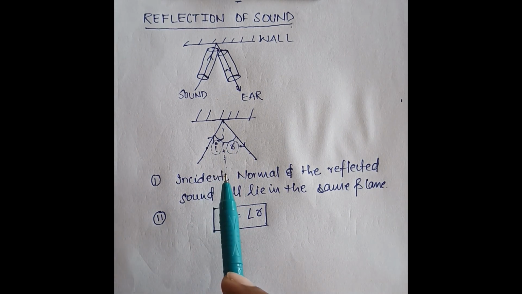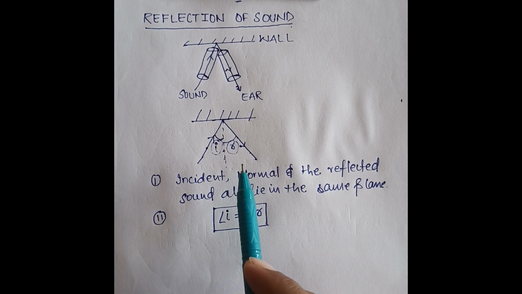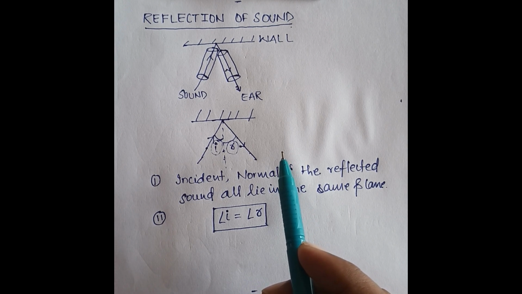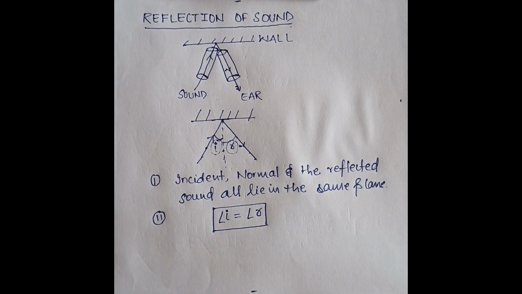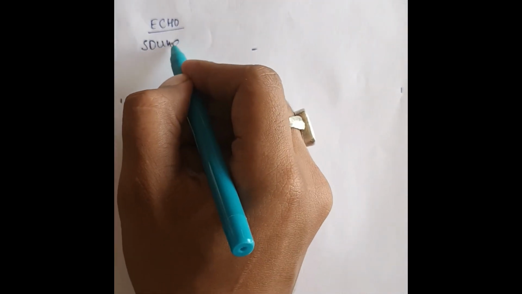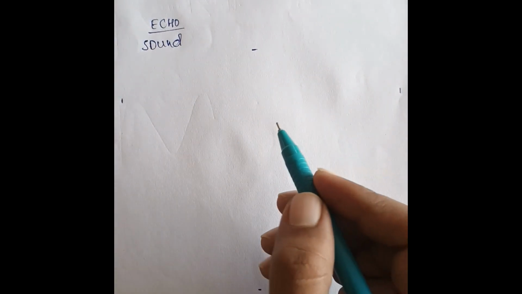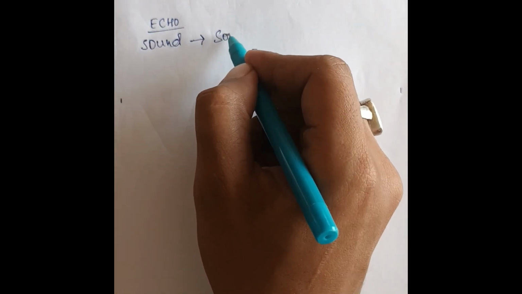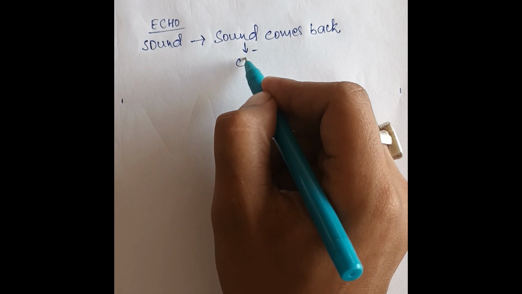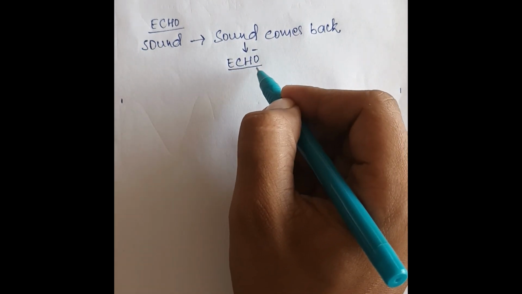Echo, students: when you stand in front of or between two huge walls, hills or mountains and shout something loudly, you will hear the same voice again after a few seconds. That returning sound is known as echo. Echo is nothing other than the reflection of sound. If we shout close to a huge hill or mountain, after a few seconds the same sound comes back, and this returning sound is called an echo.